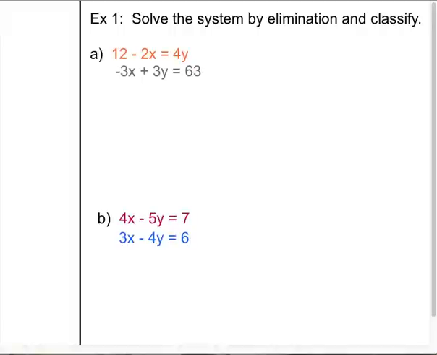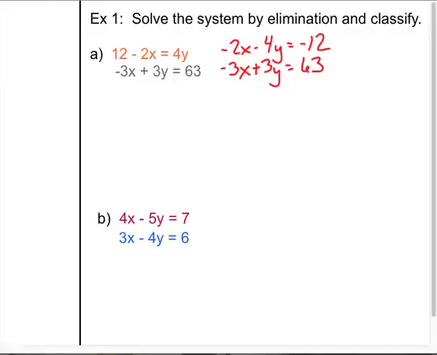Looking at my first example, the first equation has x and y on opposite sides of the equal sign. So what we really want to do is rewrite that so that it looks like the second equation, where the variables are on one side and your constants on the other. So I'm going to go ahead and subtract 4y from both sides and subtract 12 at the same time. My second equation is already organized nicely. And now I'm going to take a look at which variable might be easiest to eliminate.